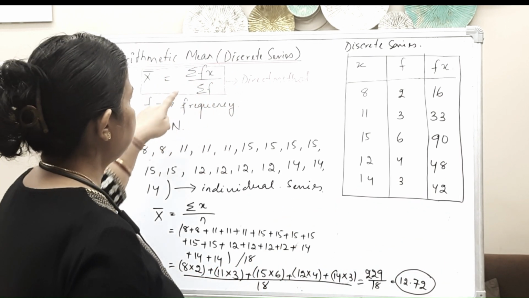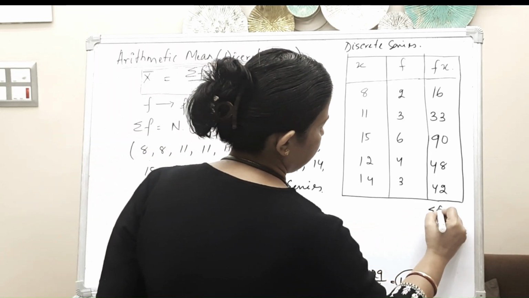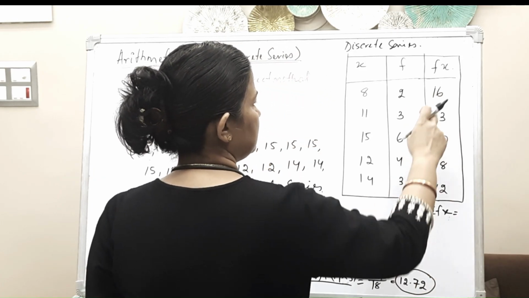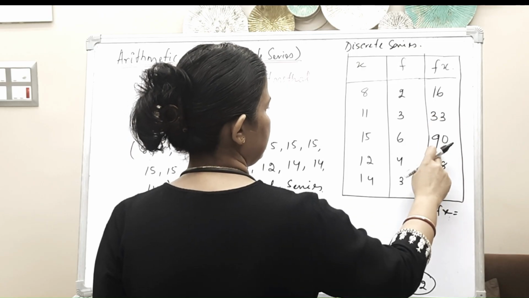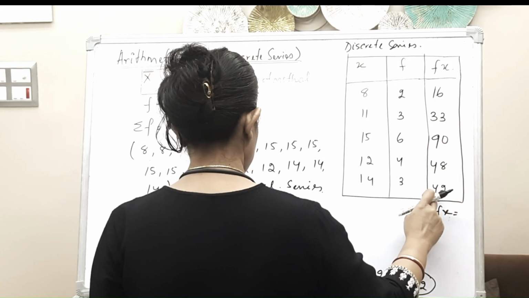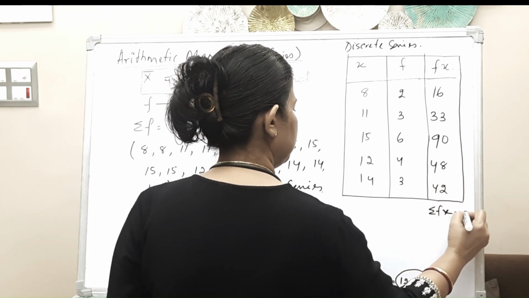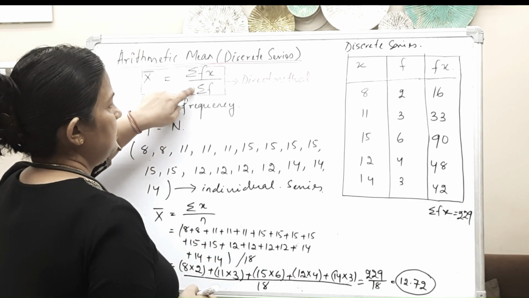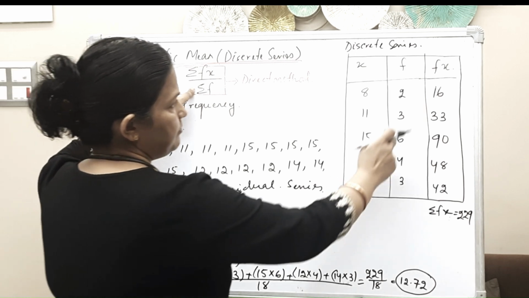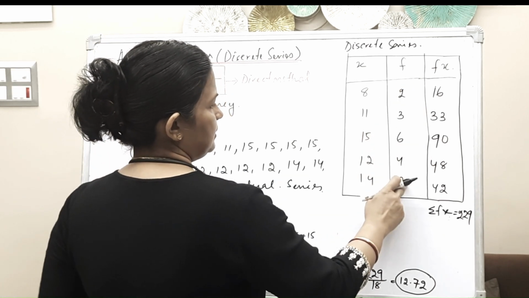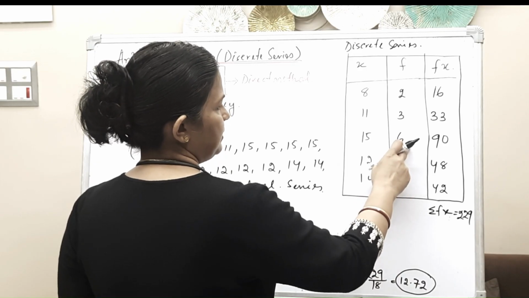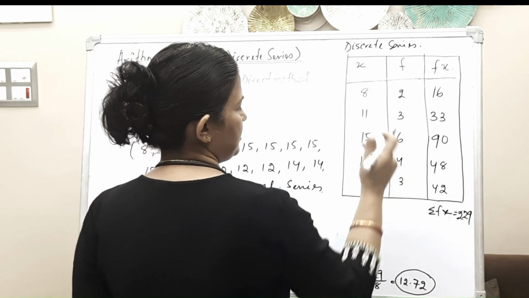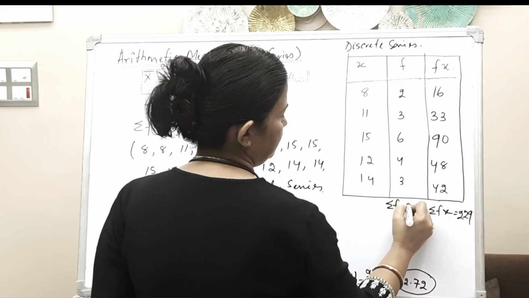So what do we need to find? We need to find sigma of fx, which is equal to 16 plus 33 plus 90 plus 48 plus 42, equal to 229. Sigma of f is also needed, and we can calculate it from here. 3 plus 4 is 7, 7 plus 6 is 13, 13 plus 3 is 16, 16 plus 2 is 18. So sigma of f equals 18.